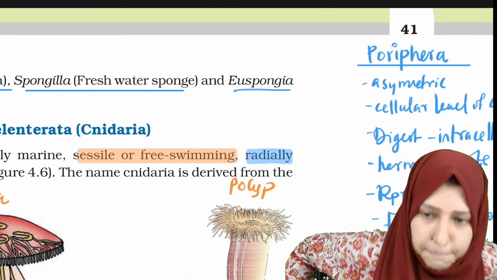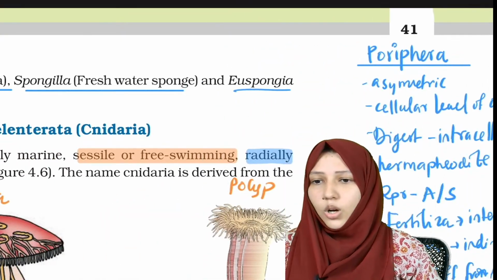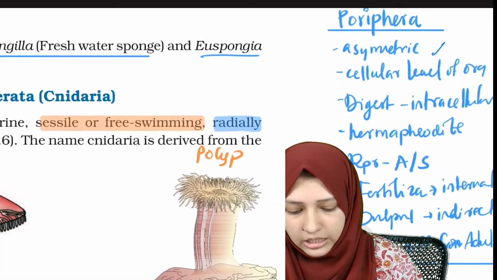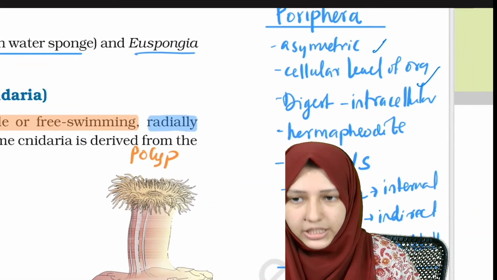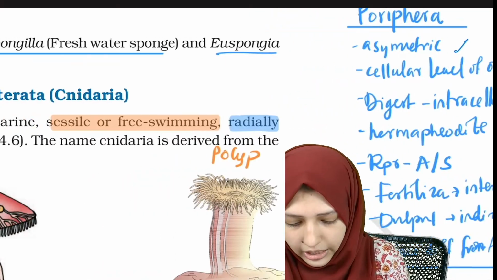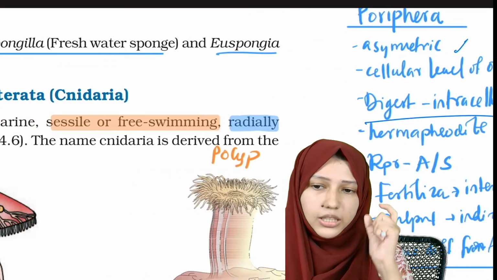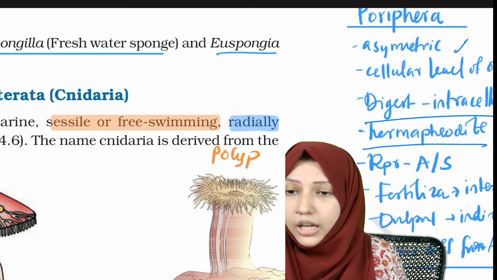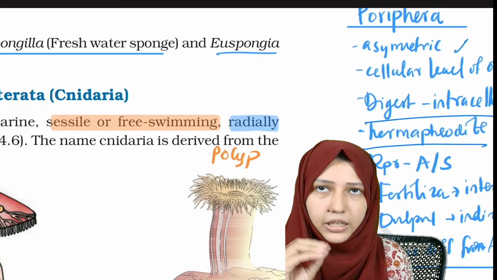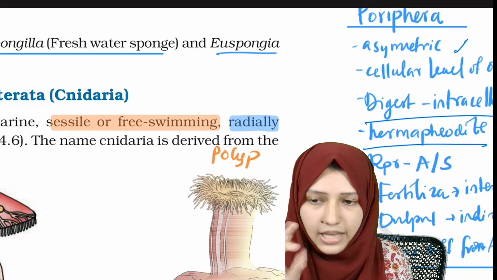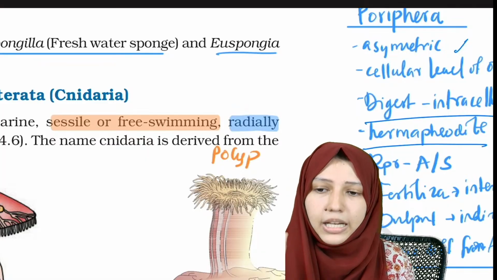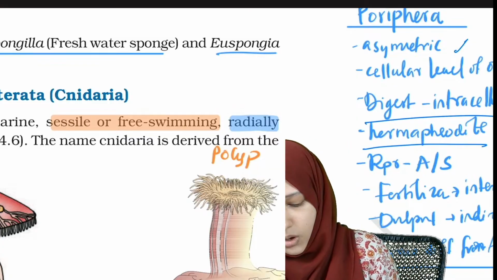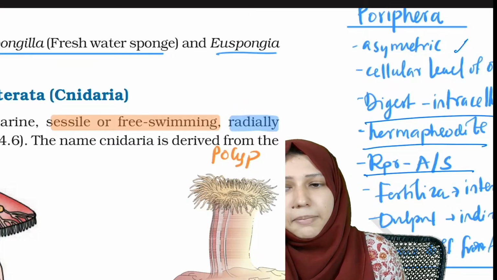So just see. Phylum Porifera is asymmetric, as we studied. It has a cellular level of organization. The digestion of the organism is intracellular, meaning the digestion happens inside the cells. Then hermaphrodite: hermaphrodite means the sexes are not separate, both male and female are in the same organism. What is the form of reproduction? The form of reproduction can be asexual or sexual.